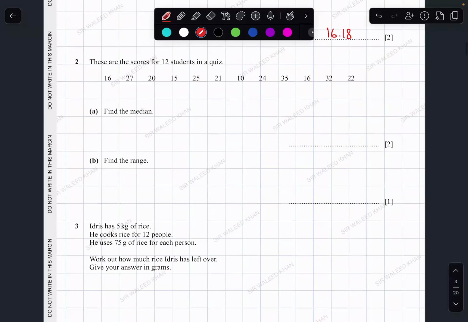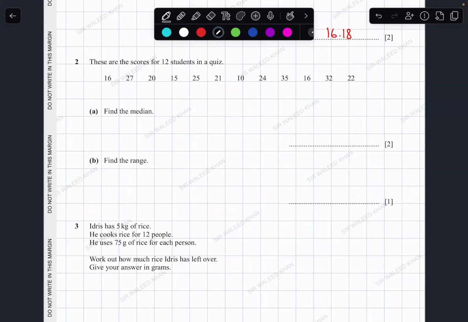These are the scores of 12 students in a quiz. Find the median, find the range. So if it's not arranged in ascending order, increasing order, you have to arrange it in ascending order. So let me do that first. And do underline it, जो भी आप कर लो, जिसको भी आप लिख लो, right?